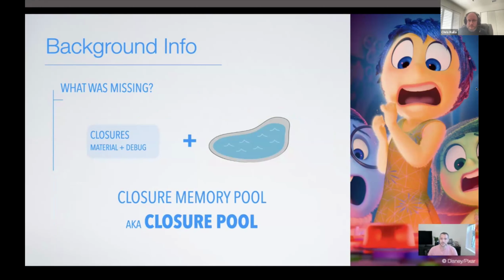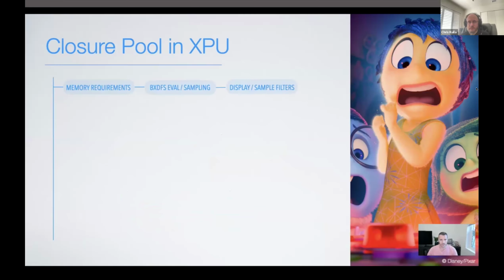So exactly, we implemented our own closure pool, which is no other than a memory pool where information from material or debug closures, depending on the situation, is going to be stored. Let me dive into some more technical details on how we proceeded in XPU to implement that closure pool. First of all, I'm going to talk about the memory requirements, and then I will show you some examples of how we use that pool to, for instance, evaluate and sample BXDF or execute display and sample filters.